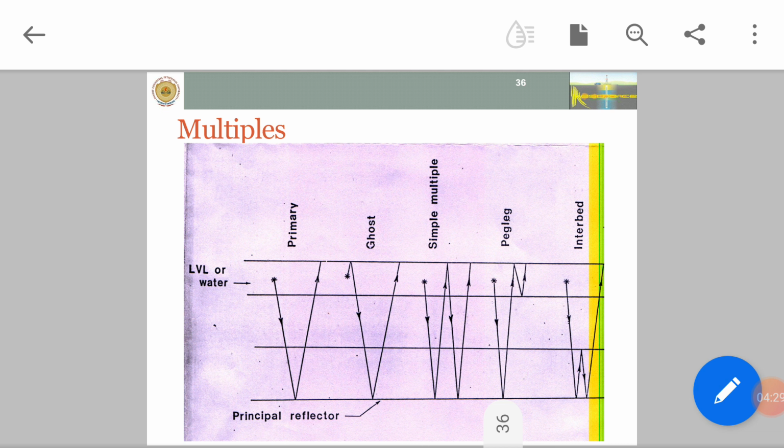The attitude of a long path multiple does not represent the portion of the section associated with its arrival time. Usually long path multiples have traveled more in the shallower part of the seismic section than primaries with the same arrival time, so that they ordinarily show more normal moveout and can be attenuated by common midpoint stacking. Here we see a couple of examples of multiples like ghost, simple multiple, peg leg, and also interbed multiple.